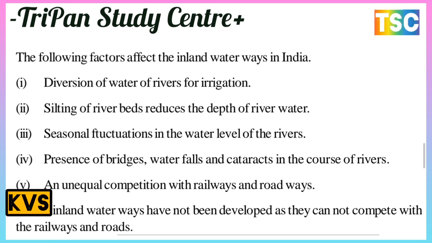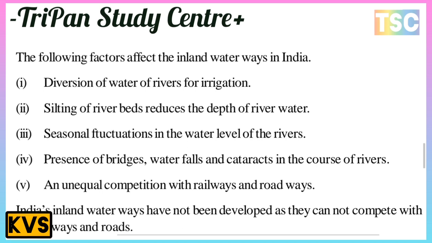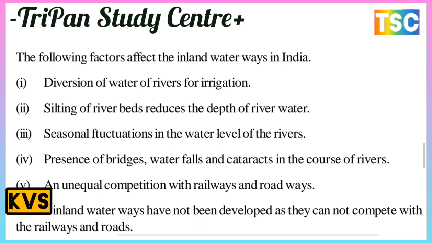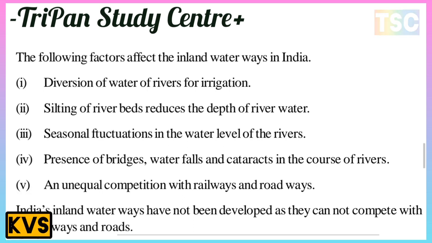The following factors affect inland waterways in India here. First factor, diversion of river water for irrigation. This is the main important factor here. And siltation of the river beds reduces the depth of river water. Next, seasonal fluctuation in the water level of rivers. The presence of bridges, waterfalls and cataracts in the course of rivers. And the next, unequal competition with the railway and the roadway here. India's inland waterways have not been developed as they cannot compete with the railway and the road here. That is the most important point.